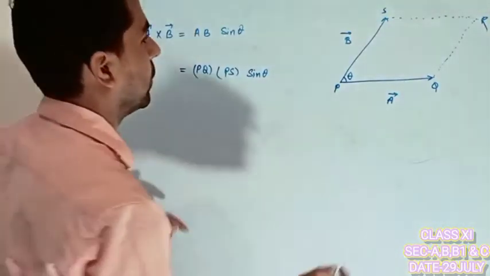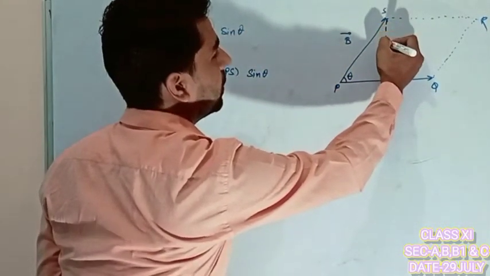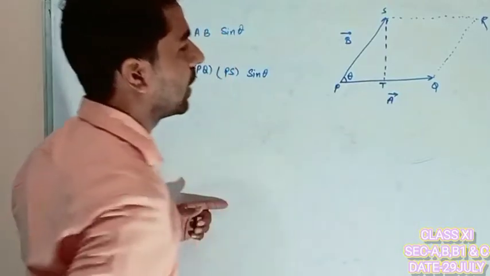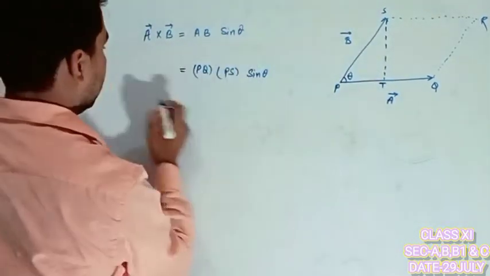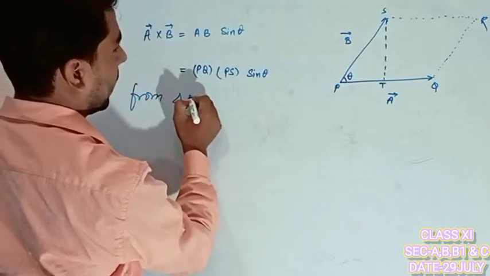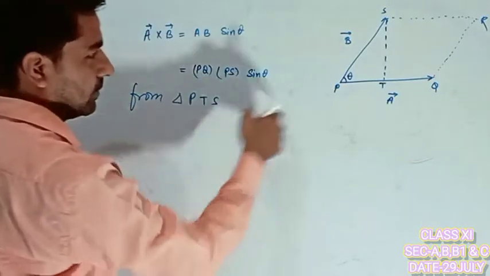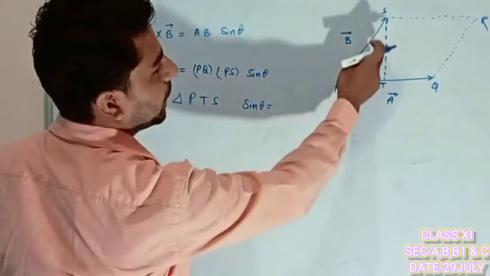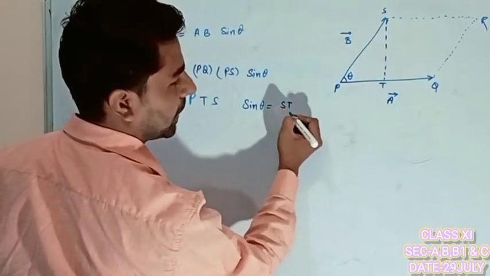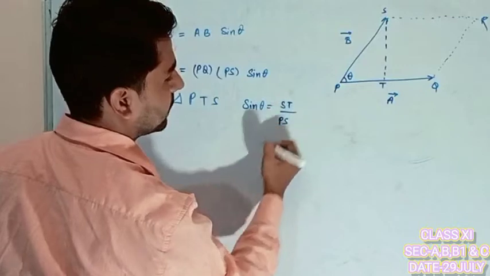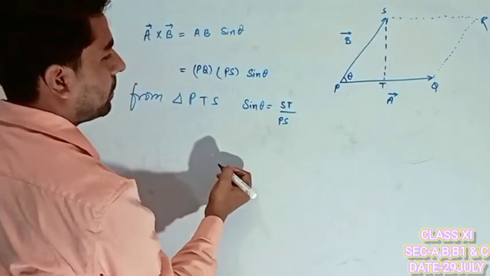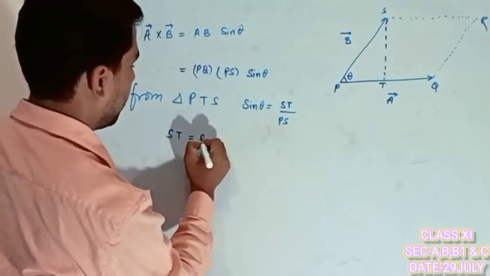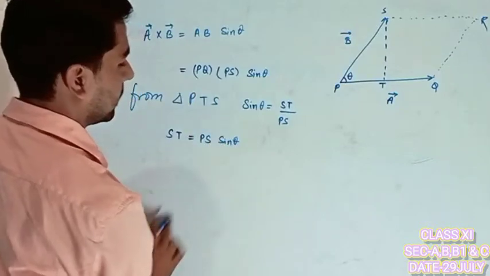So consider, draw one perpendicular here. Let this perpendicular be PQRS, this is T. So from this triangle, triangle PTS, the sin theta will be what? Sin theta will be perpendicular upon hypotenuse, that is ST upon hypotenuse, that is PS, or the ST is equal to PS sin theta.